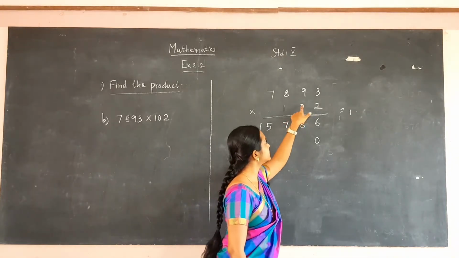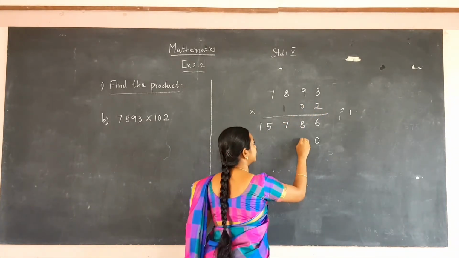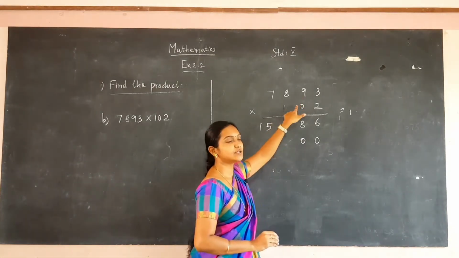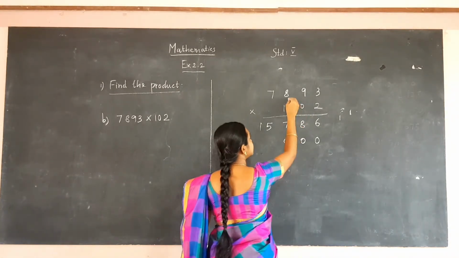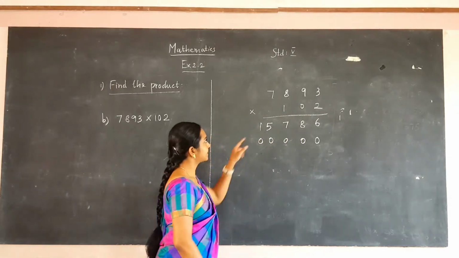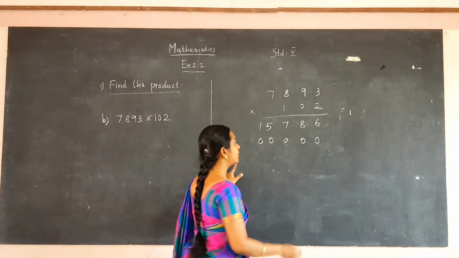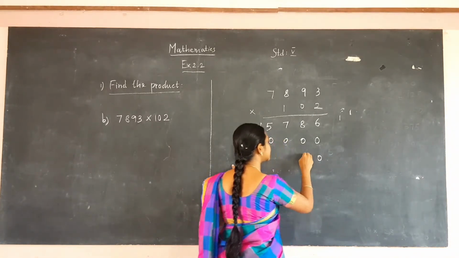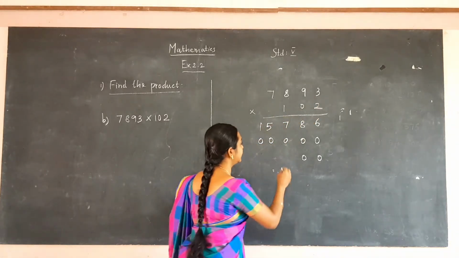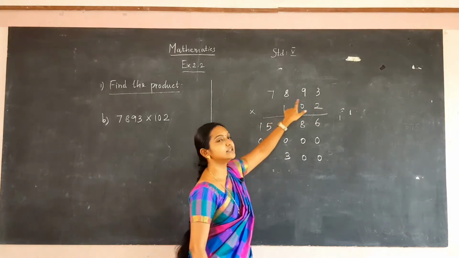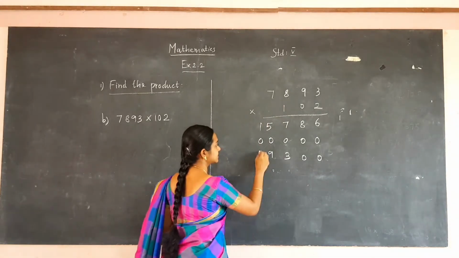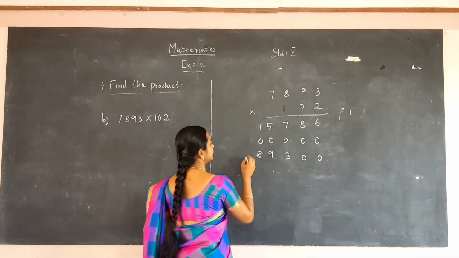Now 3 into 0 will be 0. If we multiply any number with 0, the answer will be 0. 9 into 0 will be 0. 8 into 0 will be 0. 7 into 0 will be 0. Now we are going to write the third line. While writing the third line, you have to put 2 zeros and start writing from the third place. 1 into 3 will be 3. 1 into 9 will be 9. 1 into 8 will be 8. 1 into 7 will be 7.